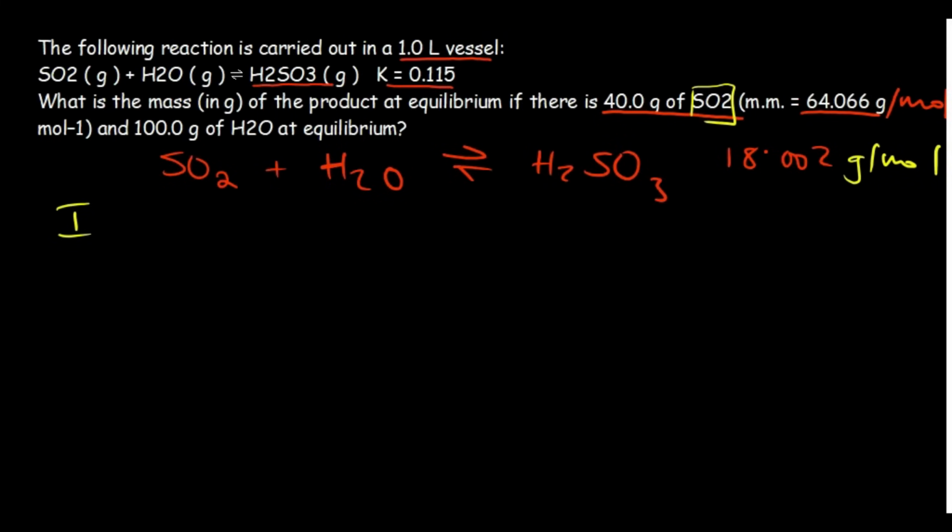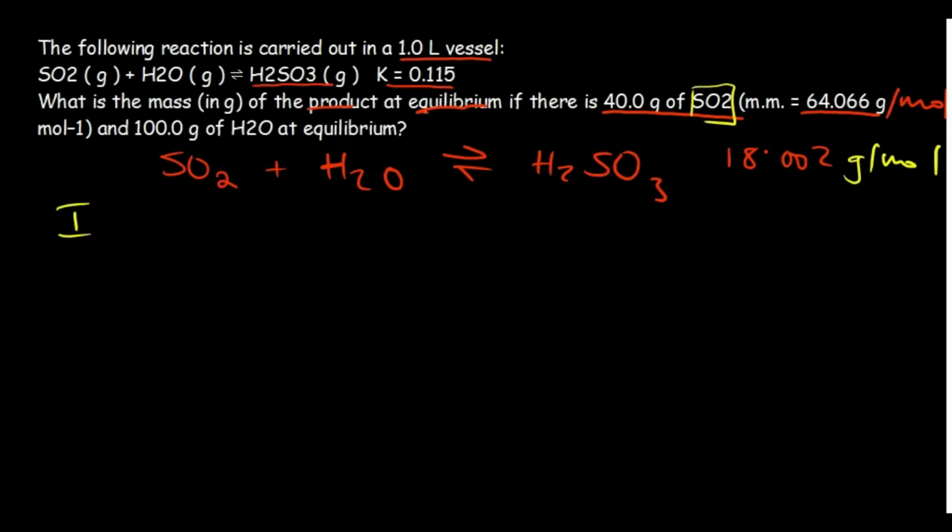So what were the initial concentrations? We've not been given any initial concentration. So the following reaction is carried out in a 1 liter vessel. What is the mass of the product at equilibrium? If there is 40 grams, we're going to take that to be the equilibrium concentration from the way the question has been phrased. So anyway, the question tells us from the way it's coming out, I believe that is the equilibrium concentration. We'll take it as equilibrium concentration. So I think that those masses have been given for equilibrium.